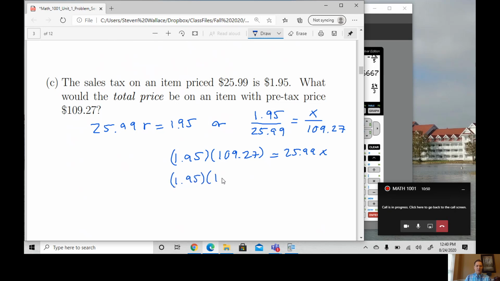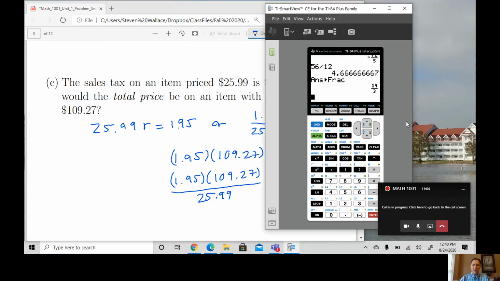And notice I'm not going to multiply anything out yet. I don't want to have to round off intermediate steps. Okay? So when at all possible, right, do all the stuff in your calculator all at once. So 1.95 times $109.27 divide by 25.99.